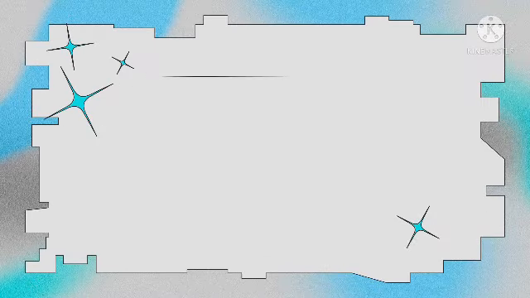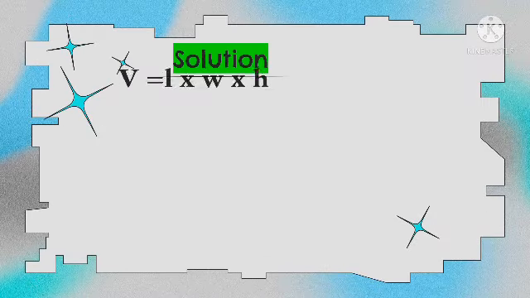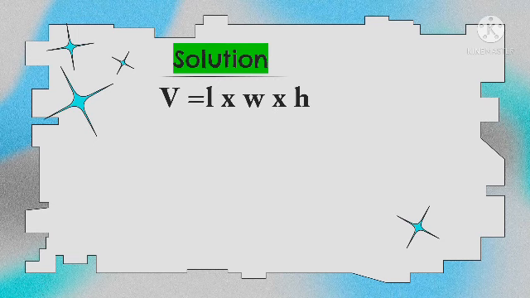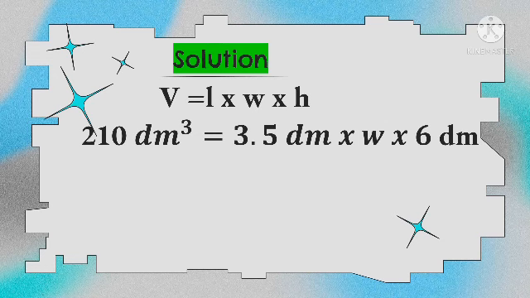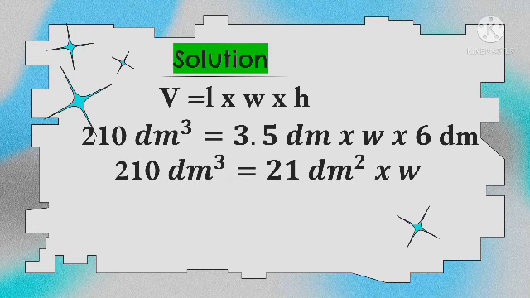So, kagaya ng ginawa natin kanina, gagamitin natin syempre yung formula na V equals L times W times H. Then, substitute natin yung mga given values sa formula. So, 210 cubic decimeters, ito yung volume. Then, yung length is 3.5 decimeters times, nawawala yung width, times 6 decimeters. So, i-multiply muna natin yung 3.5 dun sa 6. So, makukuha natin is 21 square decimeters times the unknown value for W, and the volume is 210 cubic decimeters.